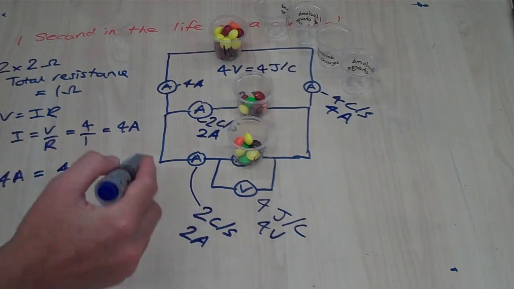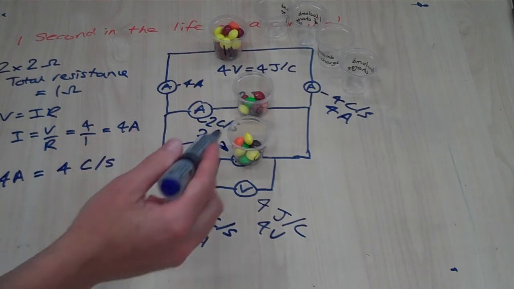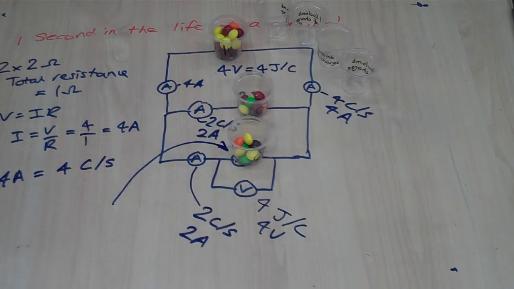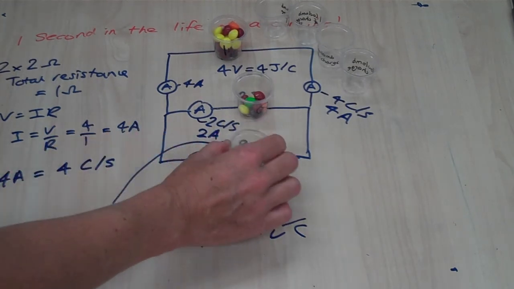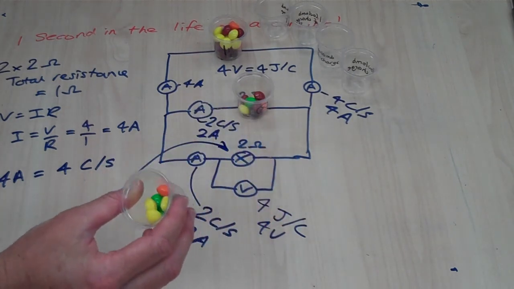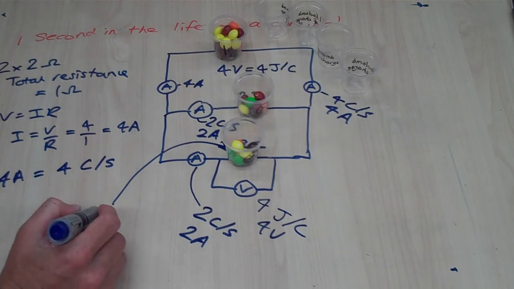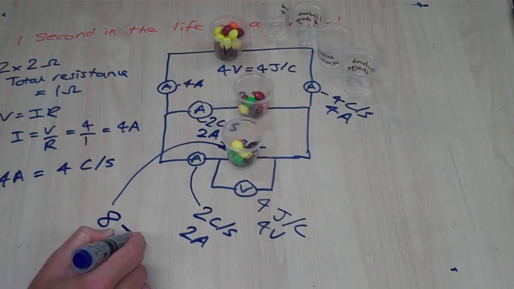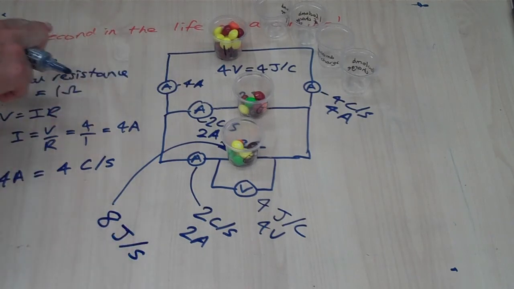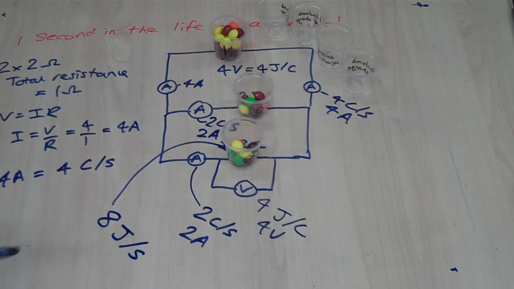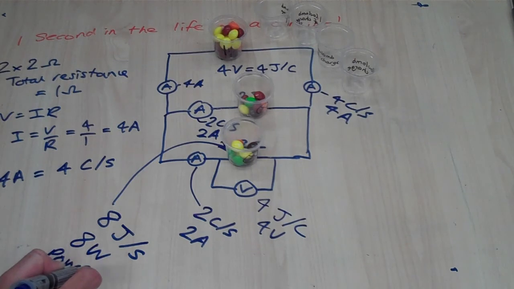One other thing that we can check is looking into our cups. We can see how many joules of energy were transferred to our lamps in that 1 second. Checking in this cup, there were 2 lots of 4, so that's 8 skittles in total, representing 8 joules. This is all happening in a second in the life of a circuit. So 8 joules per second, that's 8 watts, that's our power. Power is telling us the rate of energy transfer to that component, so an 8 watt lamp.